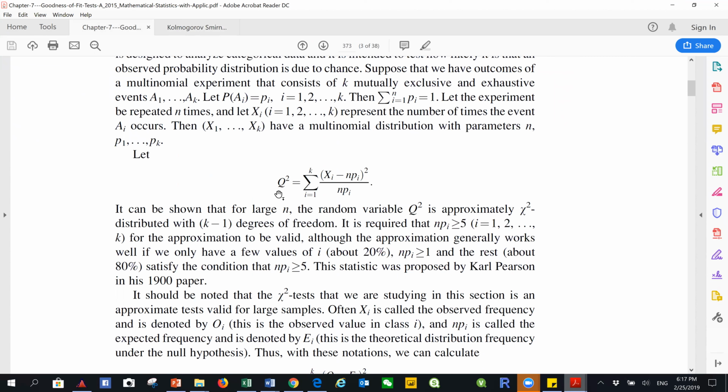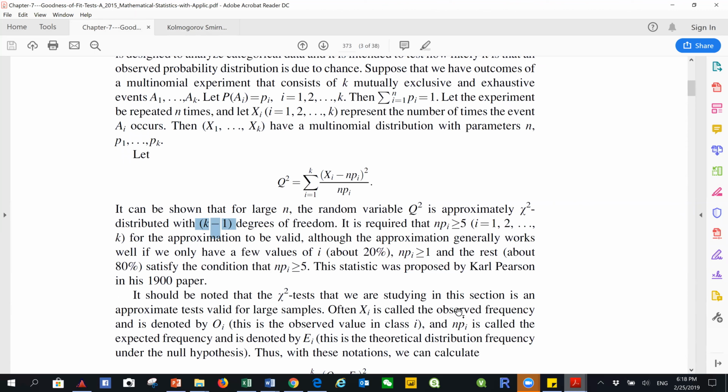Now, there's a Q square here, which approximately follows a chi-square distribution, and that chi-square distribution has k-1 degrees of freedom. Okay, the parameter for chi-square is k. K is the degree of freedom, so chi-square is the sum of the squares of k standard normal distributions.